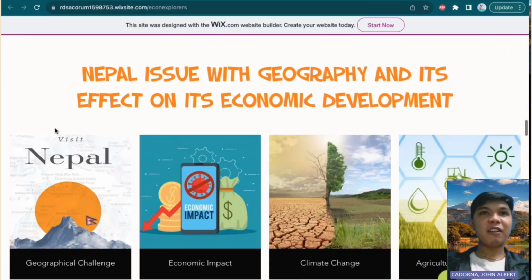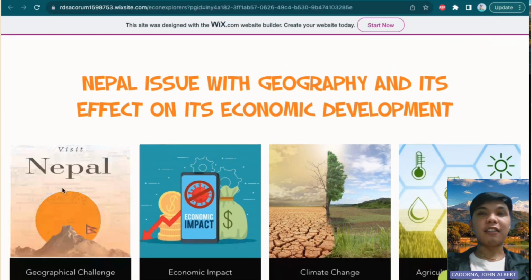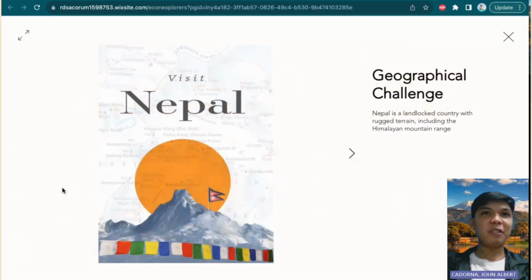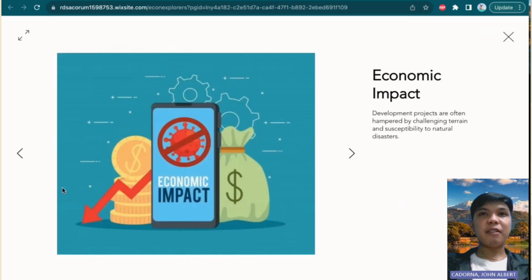Did you know that Nepal's geographical challenge is that it is a landlocked country with rugged terrain, including the Himalayan mountain range? Its challenging geography hinders access to markets, trade, and infrastructure development. First, its economic impact. The difficult geography limits economic activities, making it heavily reliant on agriculture and remittances from overseas workers. Development projects are often hampered by challenging terrain and susceptibility to natural disasters.